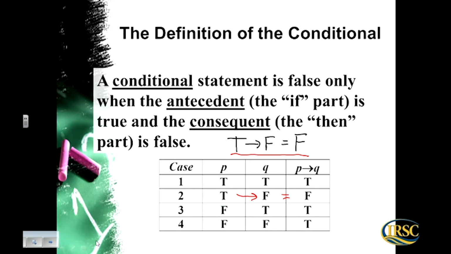I never said what would happen if you didn't pass the final, so my statement was still true. It didn't contradict my statement, in other words. And then the last one was you didn't pass the final, so P is false, and you didn't pass the course, so Q is false. But my statement is still true, because actually you probably would have expected that. So this is your standard if-then table.